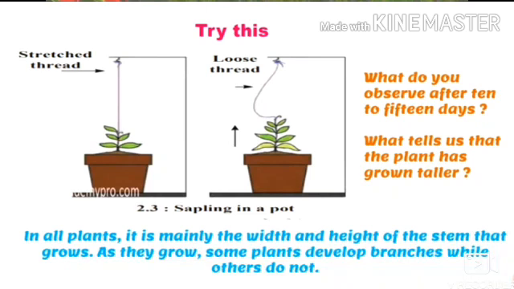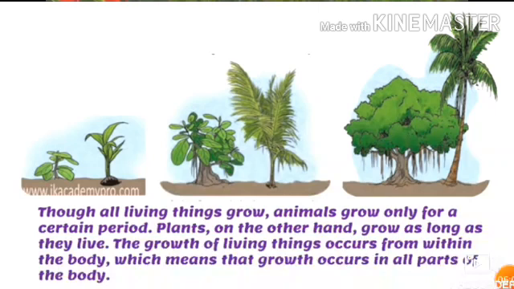In all plants it is mainly the width and height of the stem that grows. As they grow, some plants develop branches while others do not. Some plants have so many branches, some do not have branches. So like that there is growth in plants also. See in the picture: in the first picture there is a small sapling, in the second a young plant, and in the third a big tree. They show the growth.